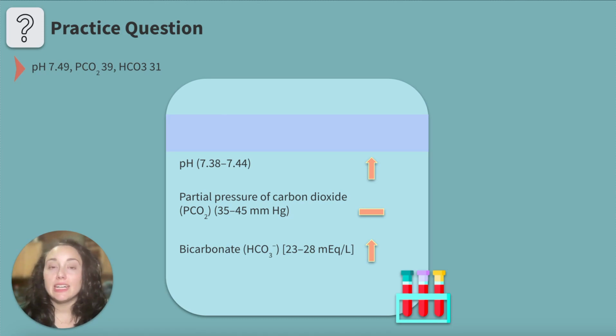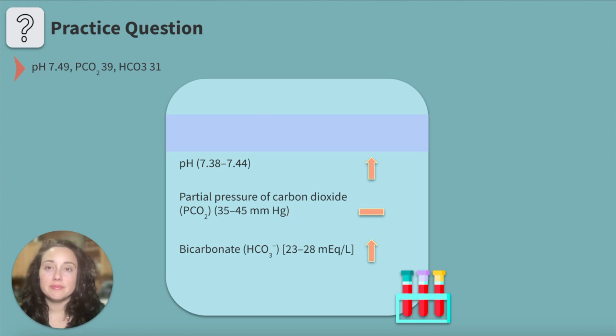How do we know that this client is alkalotic? Well, with the pH, we remember that the higher the number, the more basic. That makes this client alkalotic. So now that we know that they're alkalotic, how do we know that this client's alkalosis is metabolic or respiratory in nature?